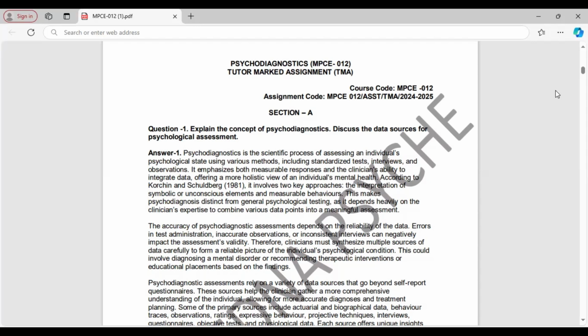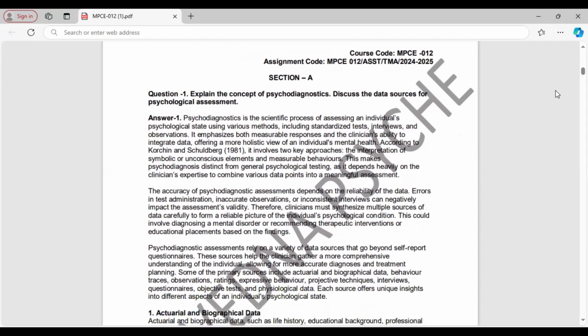According to Korchin and Schulberg, 1981, psychodiagnostics involves integrating data from different sources to offer a comprehensive view of an individual's mental health, differentiating it from general psychological testing. The clinician's expertise plays a crucial role in ensuring the accuracy of the psychodiagnostic process by carefully synthesizing multiple data points to form a valid assessment.